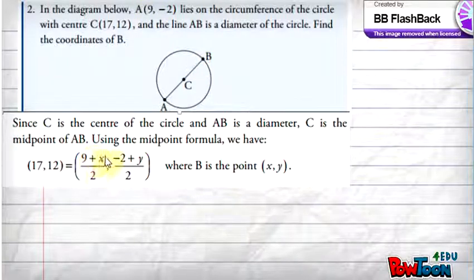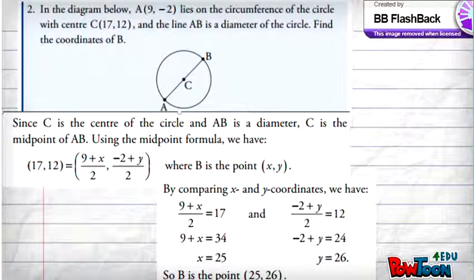So 9 plus x over 2 gives us the 17, and minus 2 plus y over 2 is going to give us 12. Then we just set up two equations, saying that the x coordinate, 9 plus x over 2, is 17. That gives us this little equation which we can solve, hopefully, to get x equals 25. And the y coordinate equals 12, and we get y equals 26.